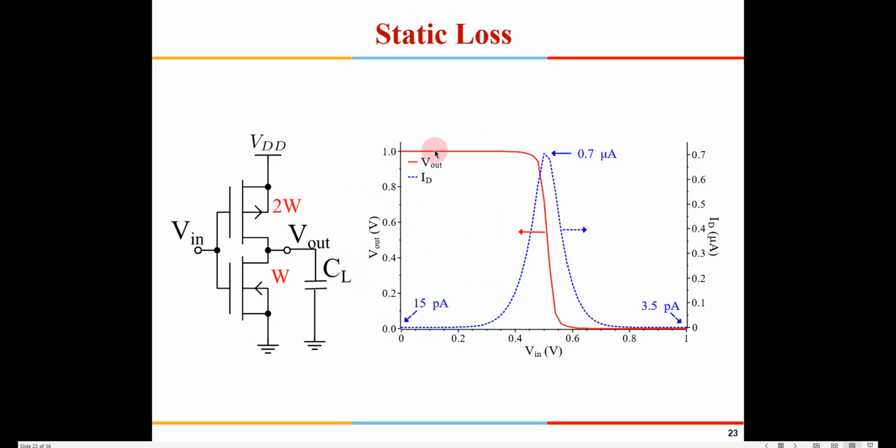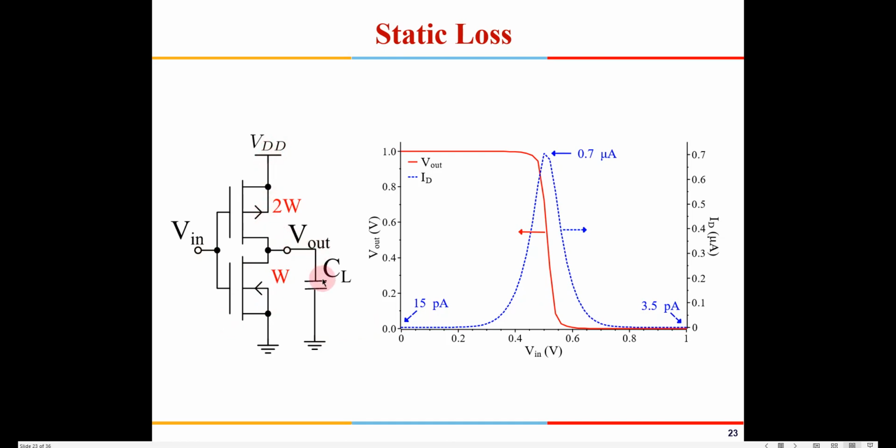Now if you see here, if I make a simple inverter, this is a 45 nanometer inverter response. If I increase the voltage from 0 to 1, the output would go from 1 to 0. When the input is 0 here, this NMOS will be off and PMOS will be on.